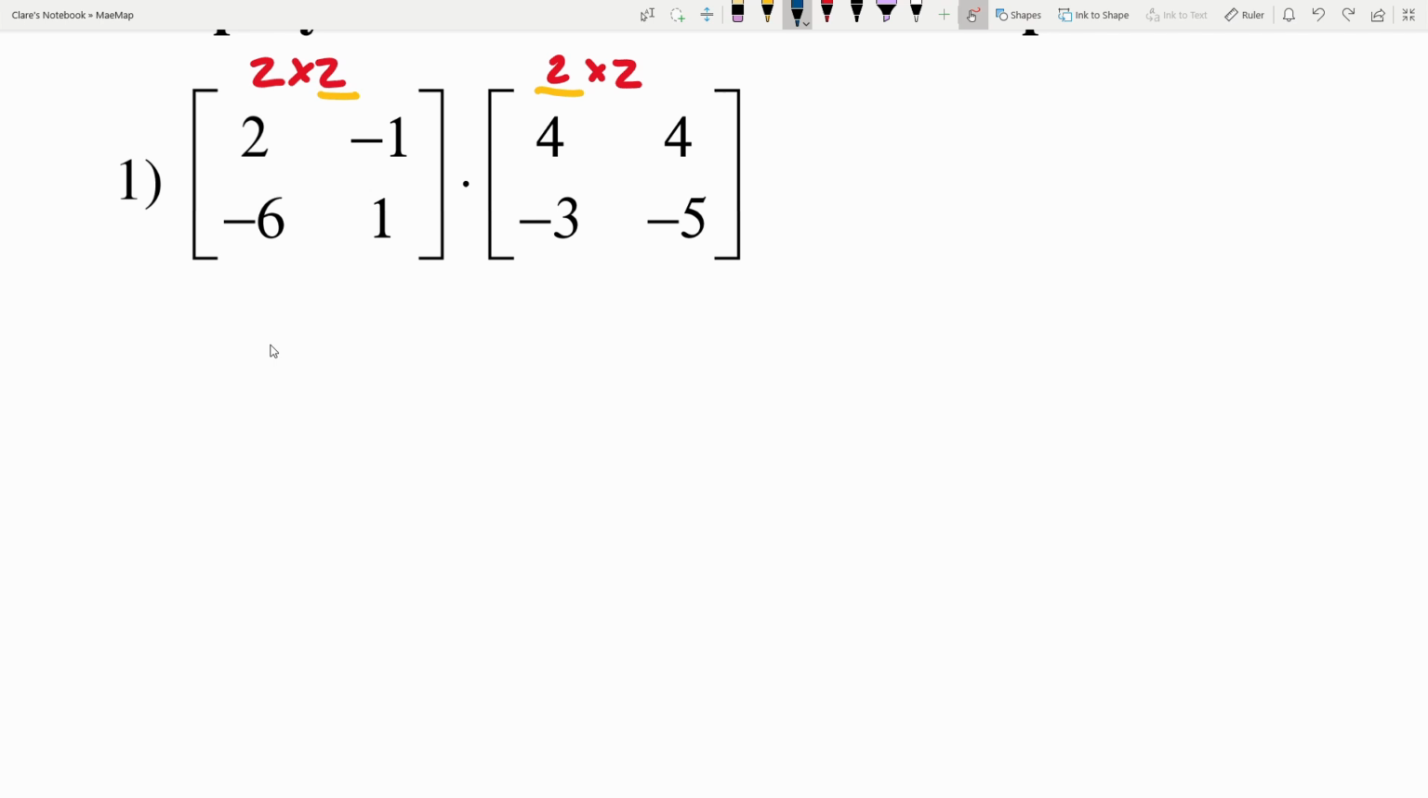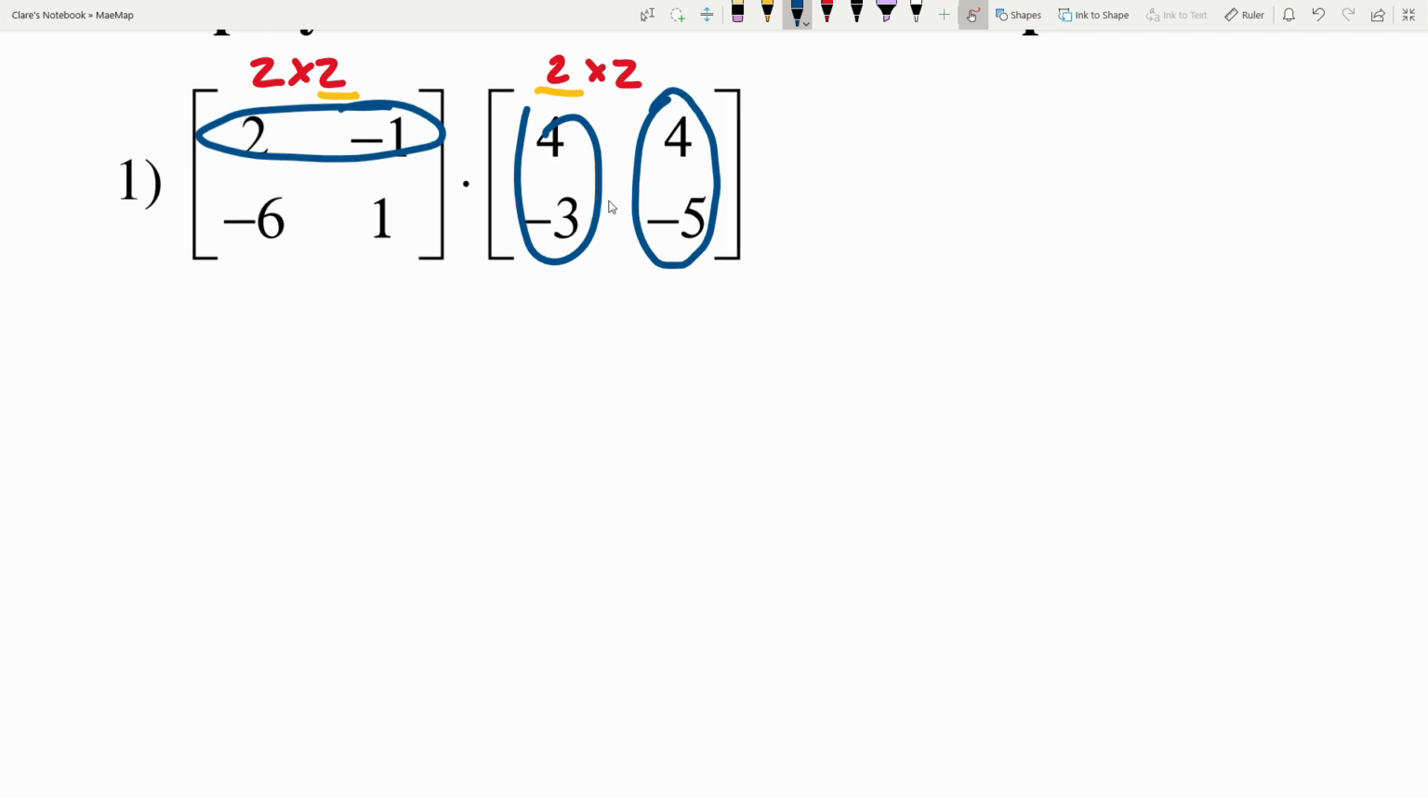And remember, the way we multiply is we dot the first row with the first column, and that gives us the element in row 1, column 1. And then we dot the first row with the second column of the other matrix, and that will give us the entry in row 1, column 2, and so on.